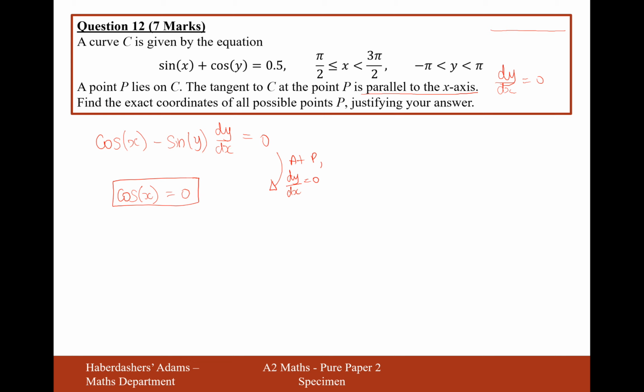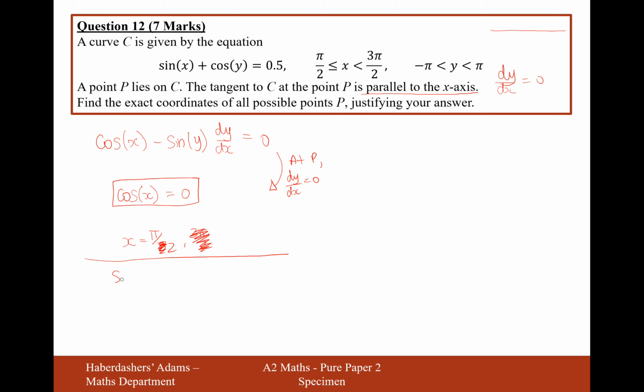All I now need to do is inverse cos of 0. I get solutions here of pi by 2 and 3 pi by 2. Just check the domain. Oh, just pi by 2, not 3 pi by 2, because that's not in the domain. So just pi by 2 here. Now all that's left for me to do is work out what my y value needs to be.